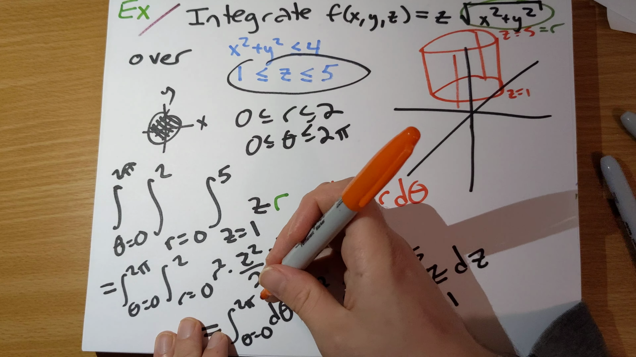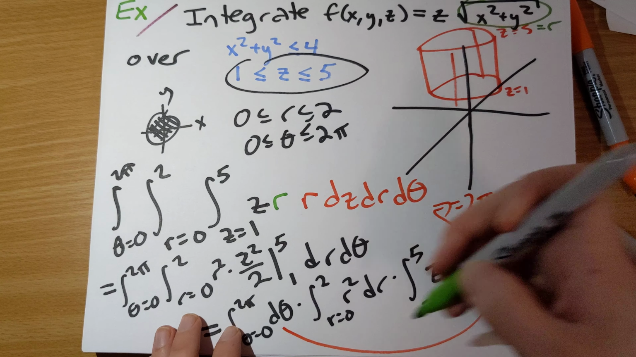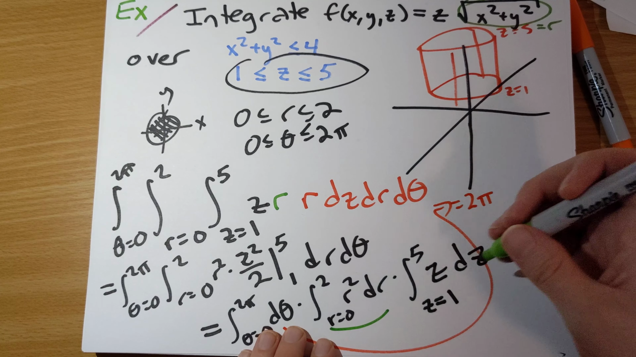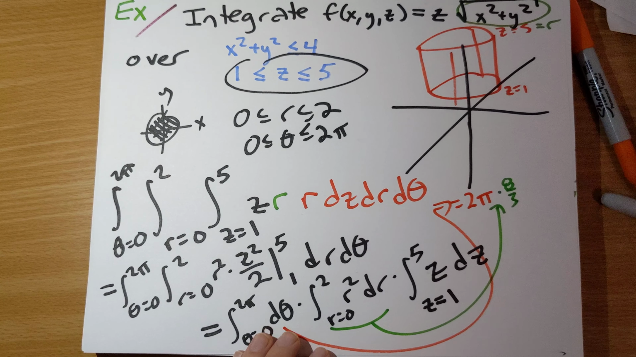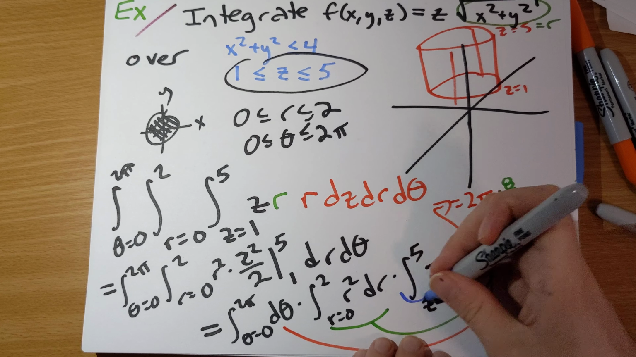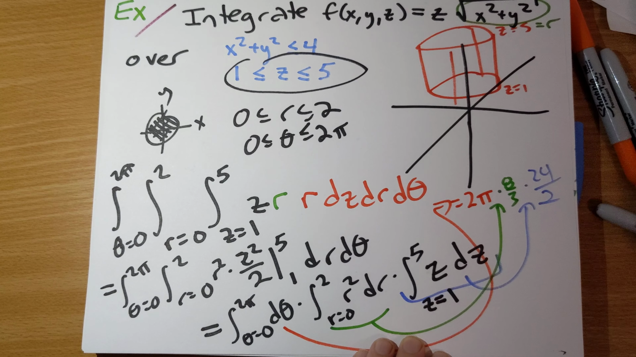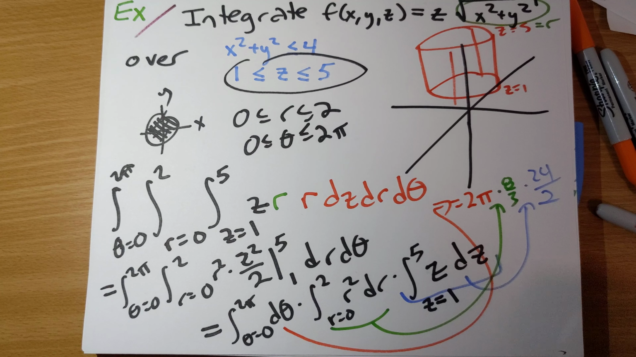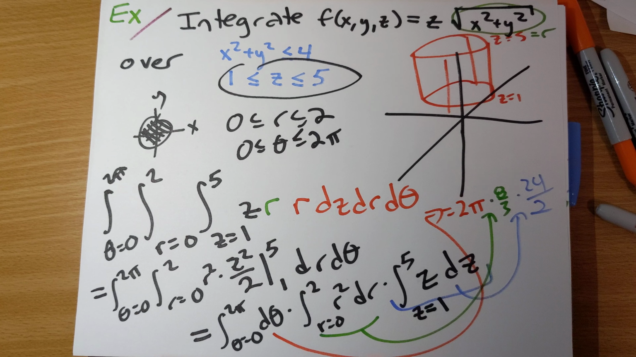This is 2 pi. This term right in here is going to be 8/3. And this term right in here is going to be times 24 over 2. So simplify that. That is your answer. Okay, so this is our first example of cylindrical coordinates. We'll definitely do a lot more in the near future.